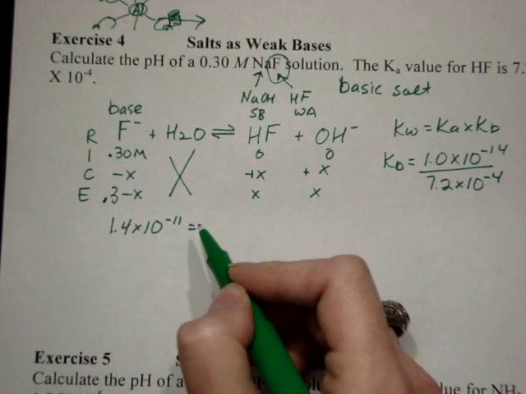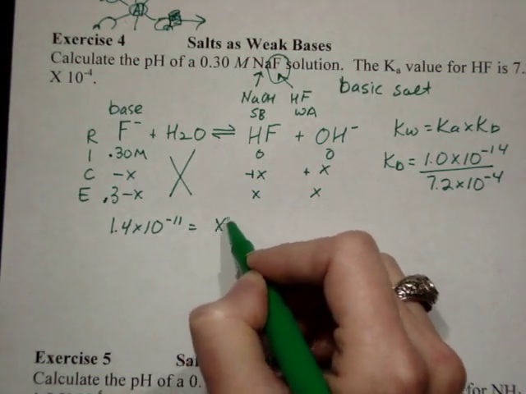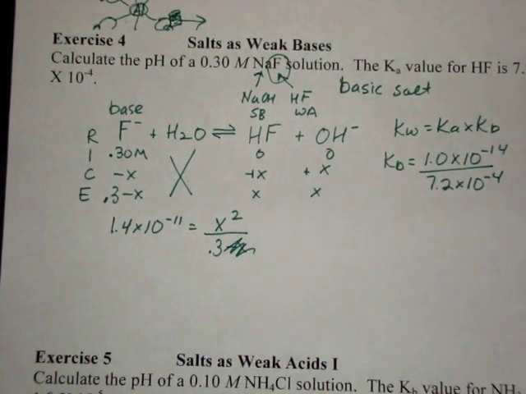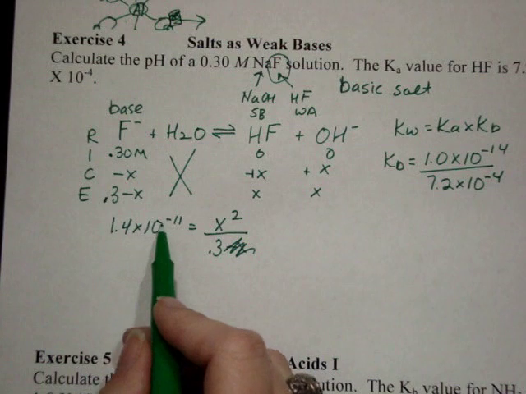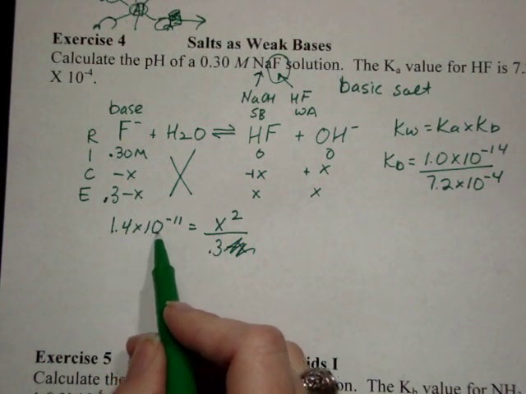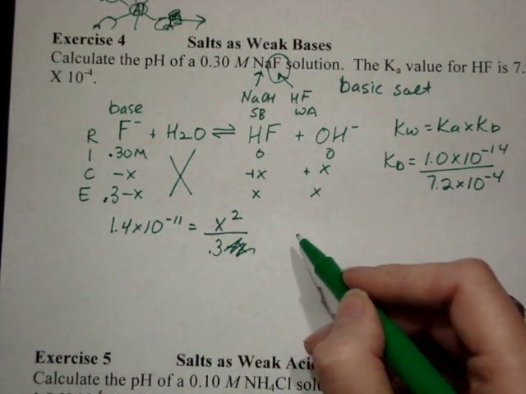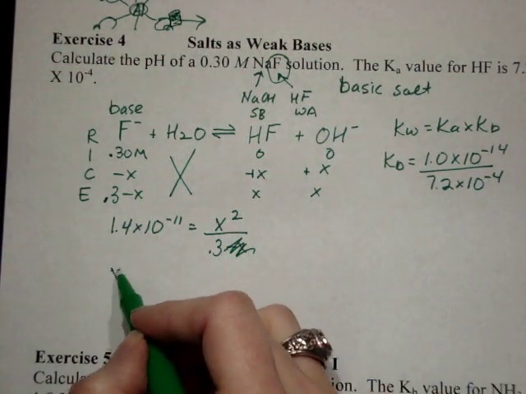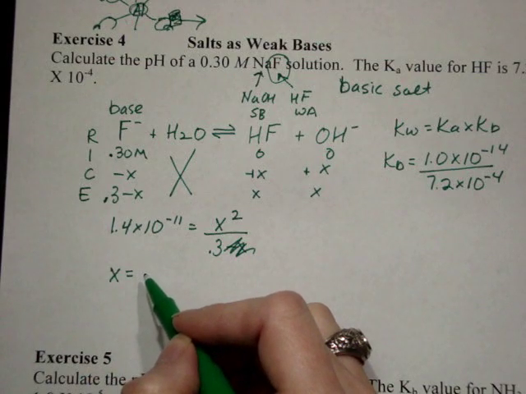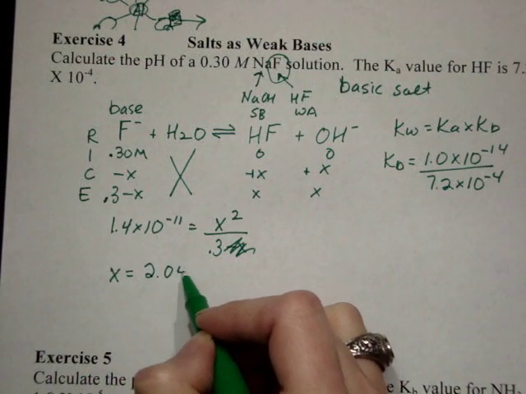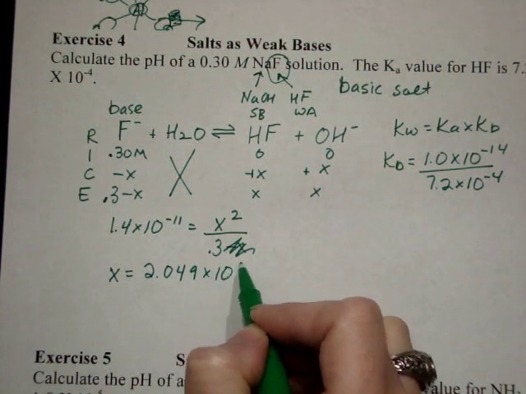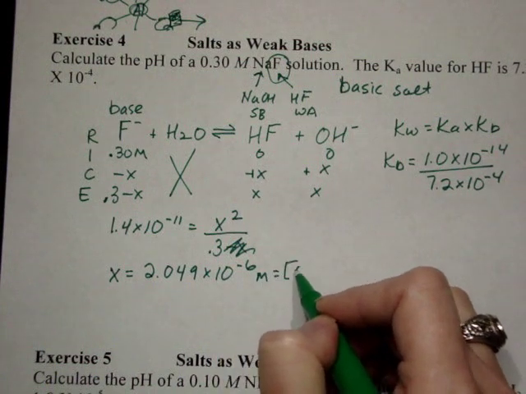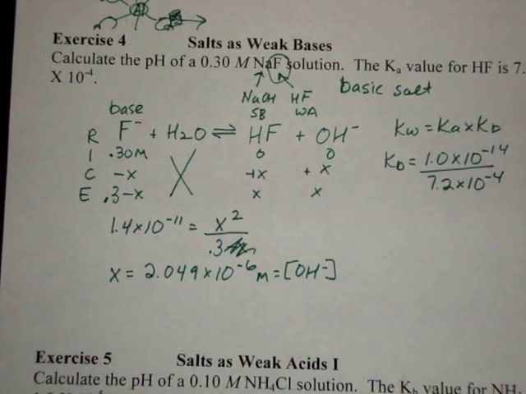And then I can set up my expression: x squared over 0.3 minus x. I'm going to assume that I can take that x out for the time being. Multiply 0.3 times my Kb. Take the square root. And then I get that x is equal to 2.049 times 10 to the minus 6th. And that is equal to my hydroxide concentration.